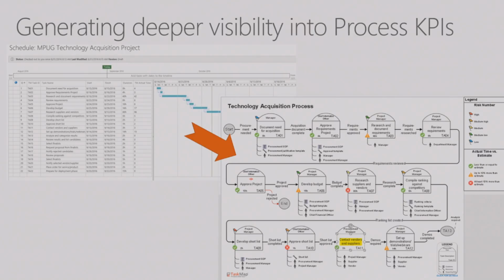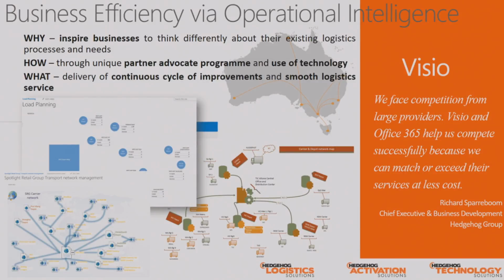Scott is going to come on the stage and talk about this. The third scenario we'll take is the business efficiency via operational intelligence. This is the scenario where Ed is going to come on the stage and talk about how he leverages Visio for logistics optimization, for logistics that travel around the whole of Australia. And this is an interesting use case of Visio.